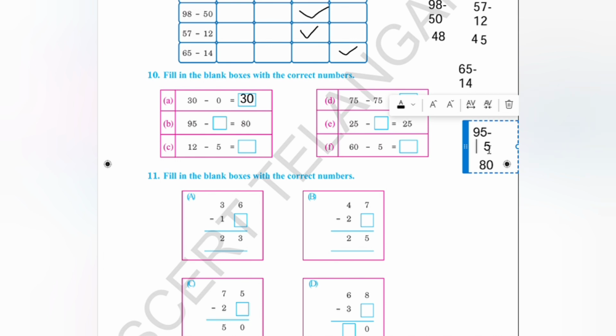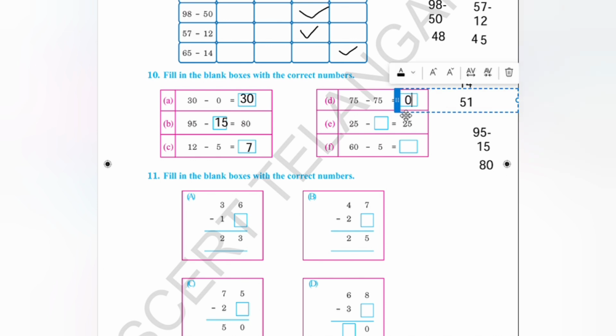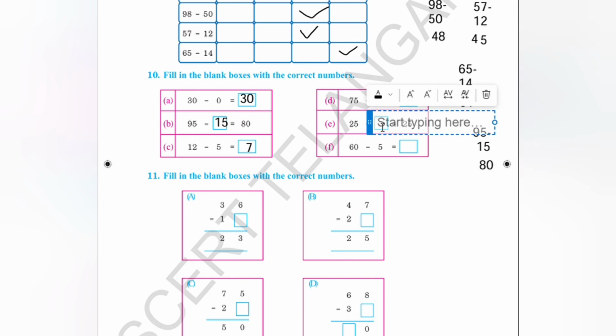Then 9 minus 1 is equal to 8. So 19 minus 15 is 4. So write 15 here. And 12 minus 5. Subtract 12 minus 5. 11, 10, 9, 8, 7. 75 minus 75. A number subtracted from the number itself is 0. 25 minus dash is equal to 25. Nothing is subtracted. So write 25 minus 0 is equal to 25.